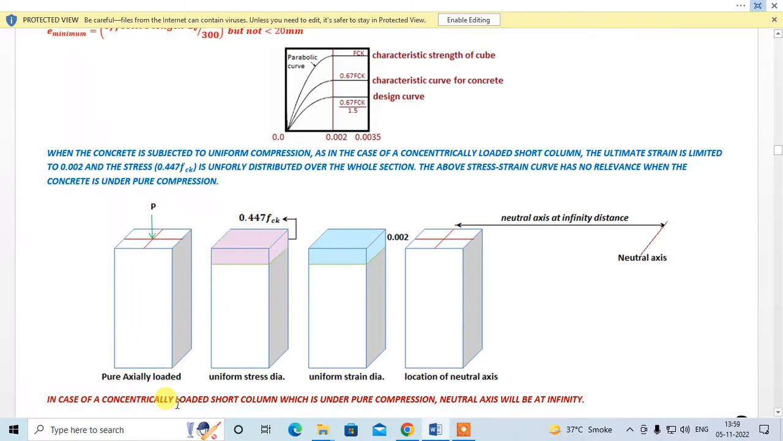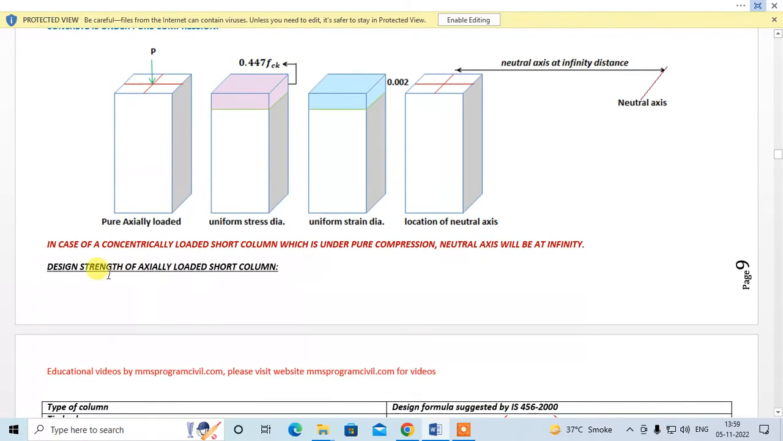In case of a concentrically loaded column, which is under pure compression, the neutral axis will be at infinity. When your column is under pure compression, in that case, the neutral axis will be at infinite distance. This is something very important.